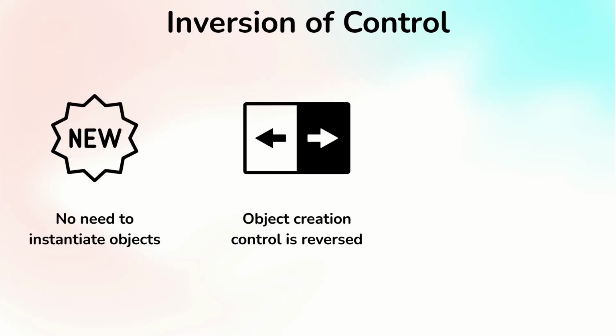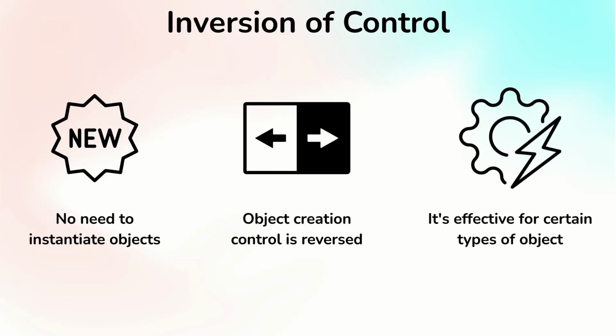And the control over object creation is inverted, no longer being the responsibility of the developer, but rather the framework. And this approach is effective for certain types of objects, such as services, data access objects, and controllers. However, for entities, it remains the responsibility of the developer to handle their creation. There are advantages that can be noted when using an IOC container within your system.